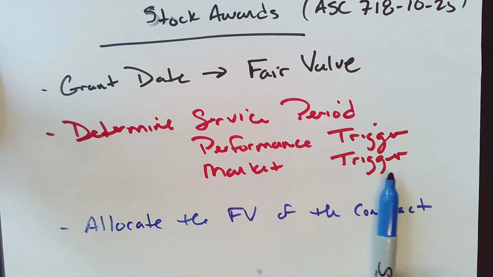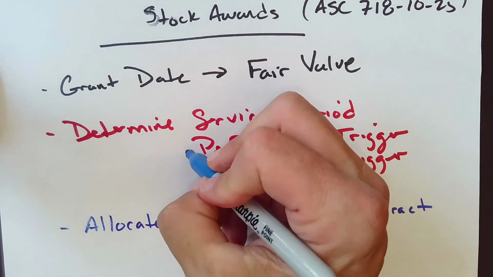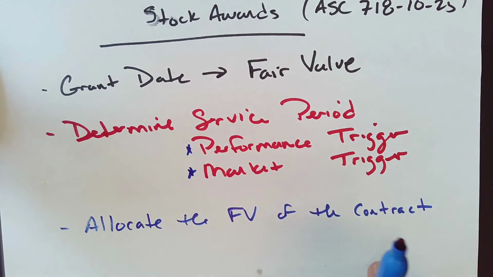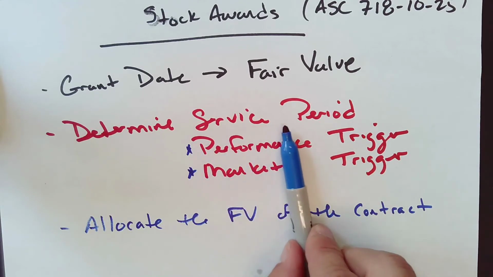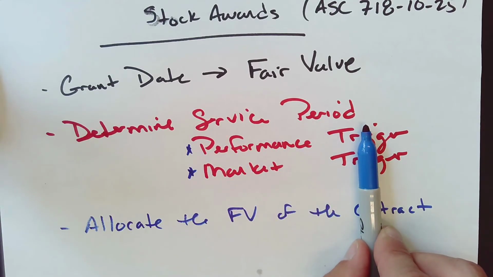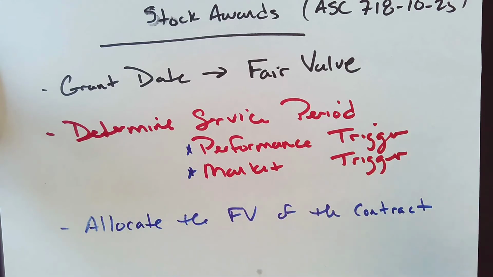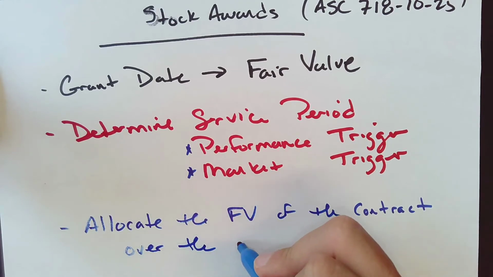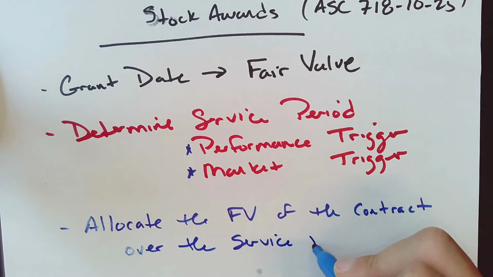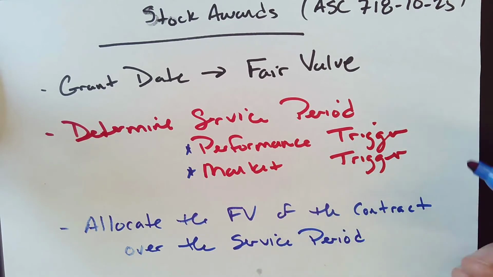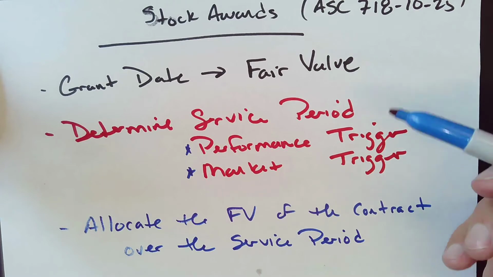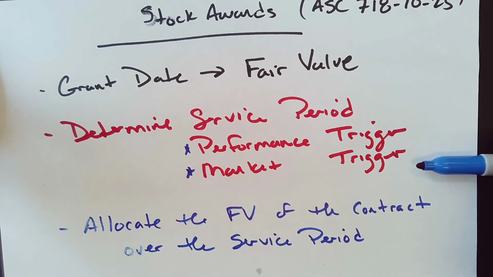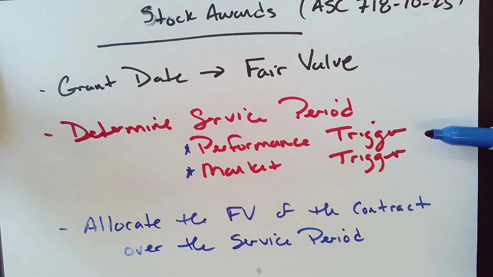We're going to keep it simple. We're going to stay away from these market and performance triggers and really think about this from a time perspective for simplicity's sake. So we're going to allocate the fair value of the contract over the service period. If you have a performance trigger or market trigger, then you just need to take a look at that contract and go to the literature, because guess what? It's in the literature on how you handle these two. For this class, we're just going to stick with this service period idea.